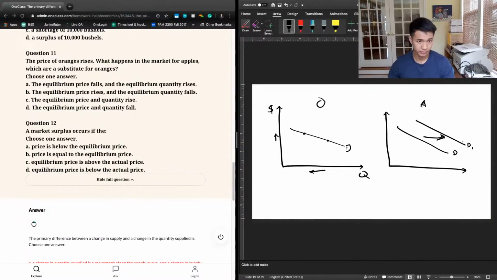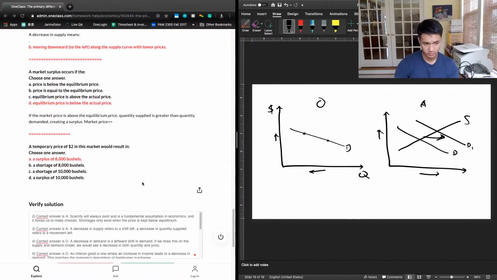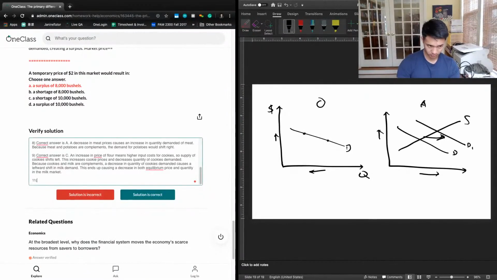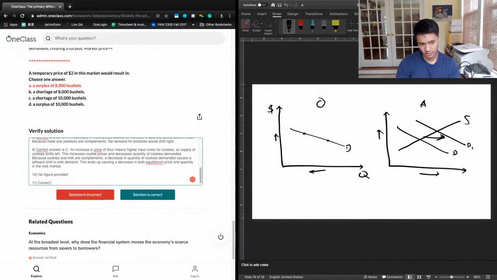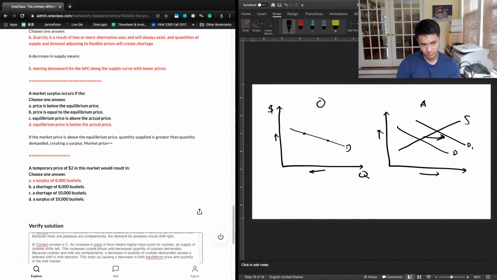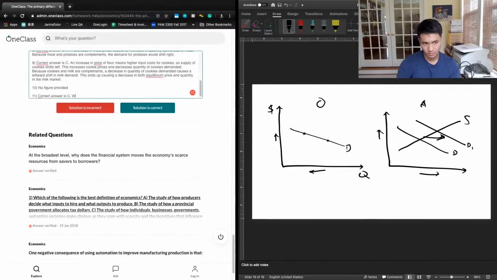And assuming that our supply curve has stayed the same, what happens in the market for apples? You see that the equilibrium price is going to go up, and the quantity is going to go up as well. So equilibrium price rises and quantity rises as well. So C is the right answer here. We said no graph provided. 11, correct answer is, what is C? Yeah, it is C. When price of oranges goes up, quantity demanded for oranges goes down.